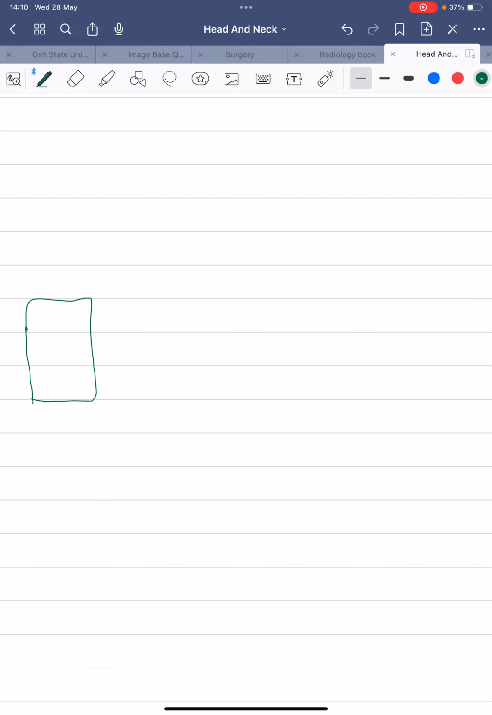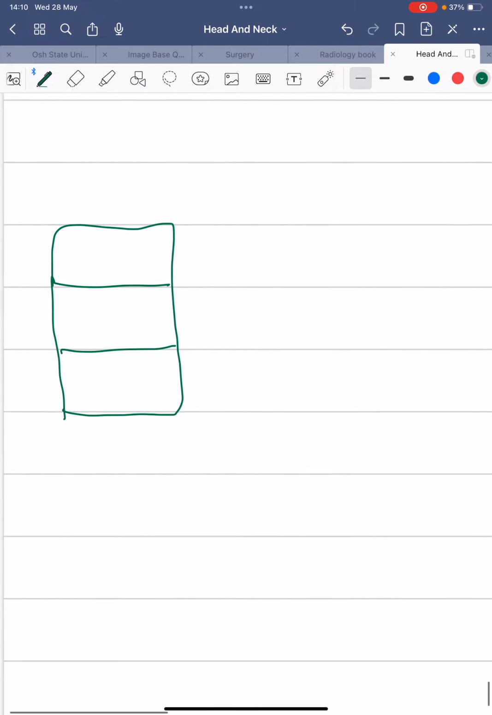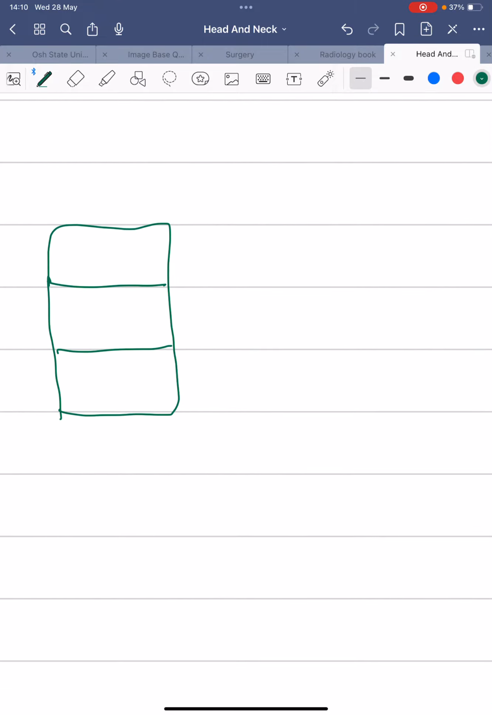This is your brain stem now. Now in the brain stem, see here. This is your midbrain. This is your pons. This is your medulla oblongata. Okay. Now see here all students.